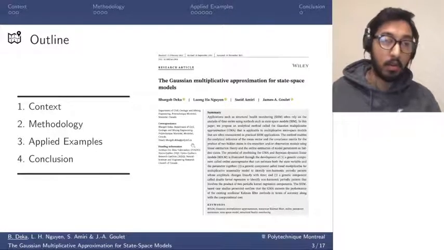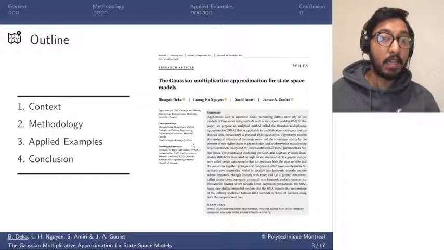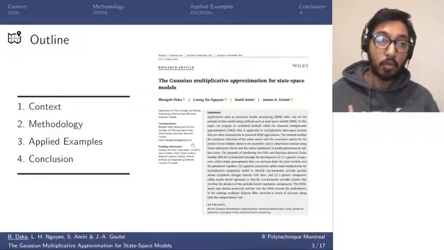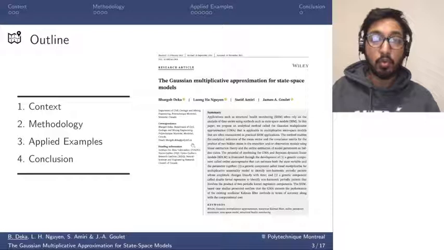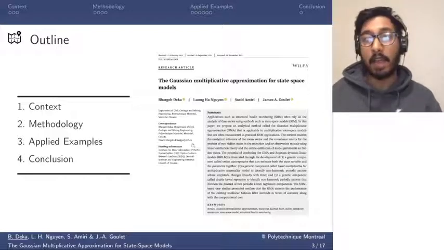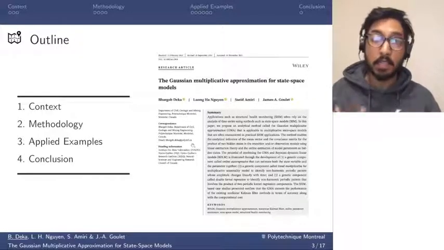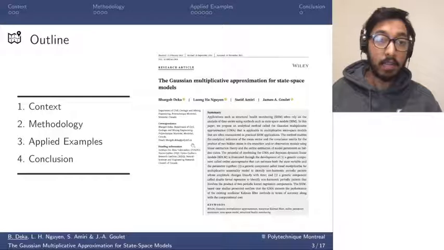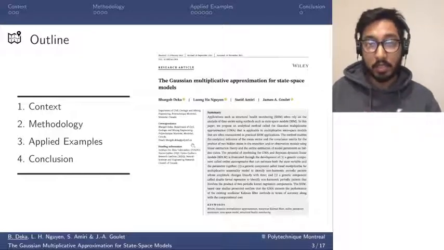In today's video, the structure will be: in the beginning I'll explain the context of why we need this method, and then I'll explain the methodology. Then I will explain how to use this method through some numerical examples, where and how this method is useful. And finally, I will end today's presentation with the key points of our method in the conclusion section.